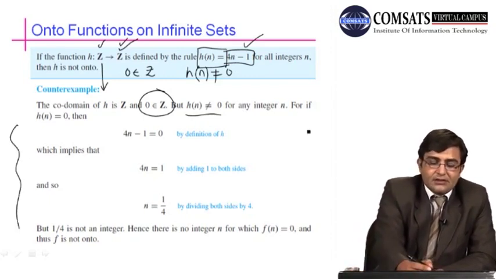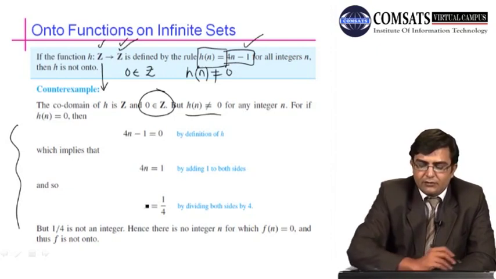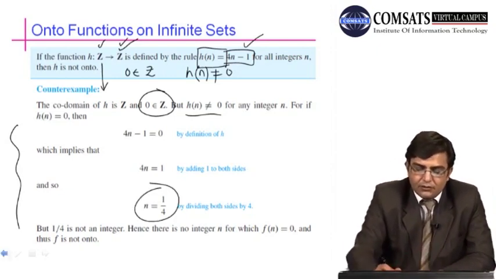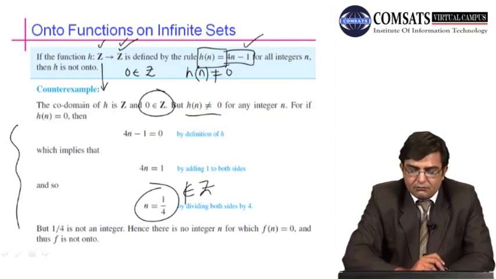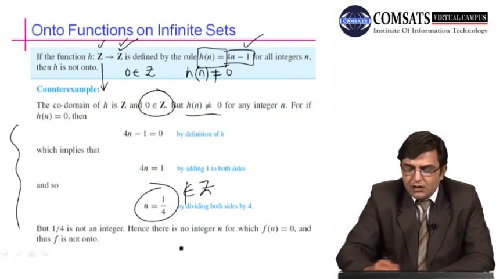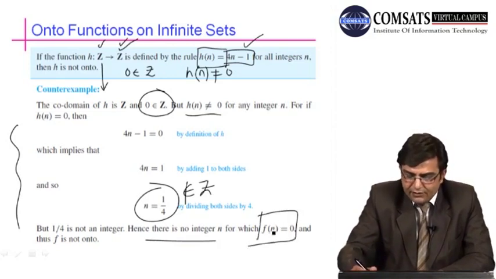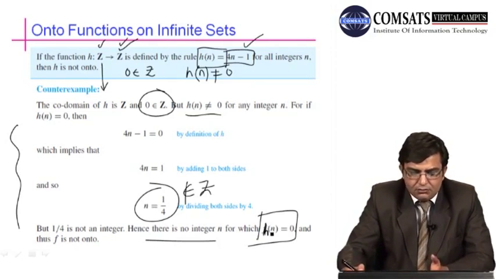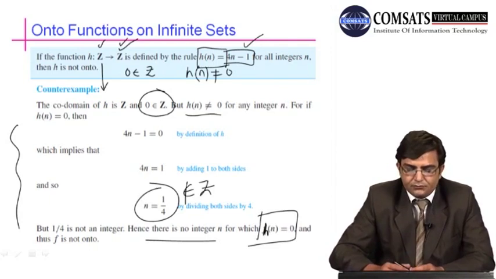For if h of n is equal to 0, then 4n minus 1 is 0, which implies 4n is equal to 1 and n is equal to 1 by 4. And 1 by 4 doesn't belong to Z. This is not an integer. Hence there is no integer for which h of n is 0. Thus f is not an onto function.